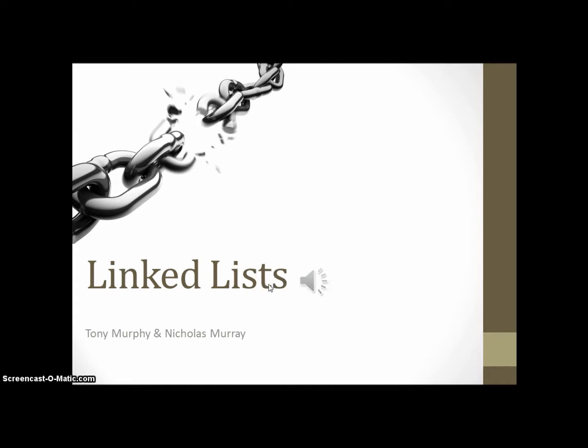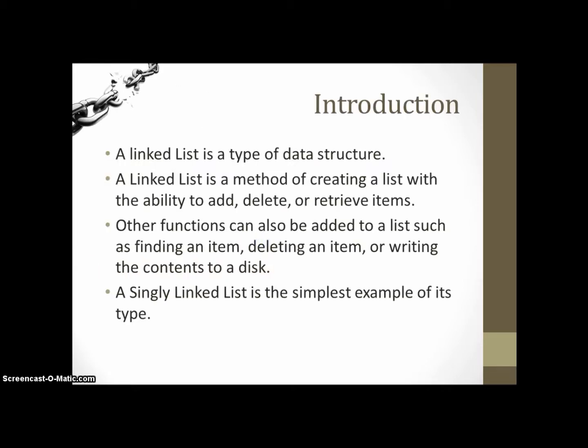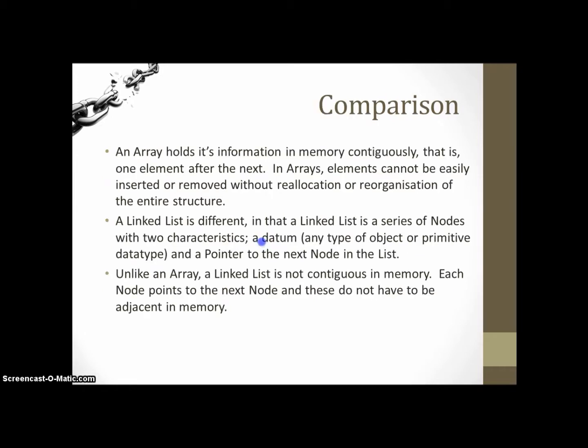Hello, this is a presentation on linked lists. Okay, so a linked list is a type of data structure, much like an array or a vector. A linked list is just another method of storing information, and there's a few functions attached to that. You can add or delete items from a linked list, and you can write out the contents of a linked list to disk. A singly linked list is the simplest type of list there is. There's other types like doubly linked lists and circular linked lists, and I'll go on to those later on.